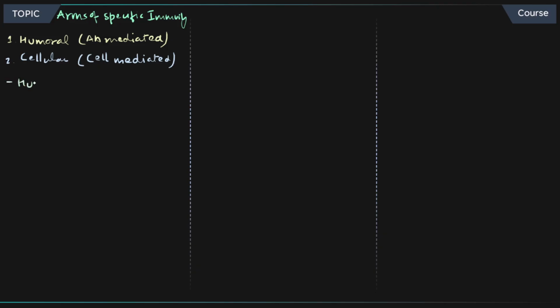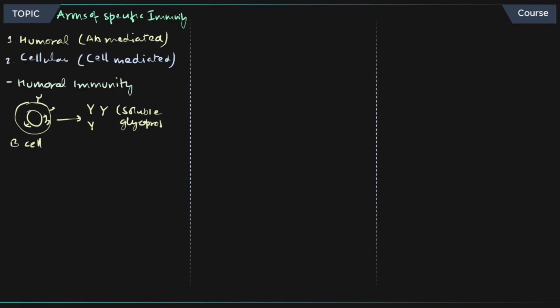Let's understand humoral immunity in detail. Humoral immunity is basically antibody associated. You have B cells, B lymphocytes. These B lymphocytes produce these magical Y-shaped molecules called antibodies. Antibodies are soluble glycoproteins present in body fluids, right? Because they are soluble, they can immediately bind to these antigenic molecules, these pathogens, and the antigen present on the bacteria, on the virus.